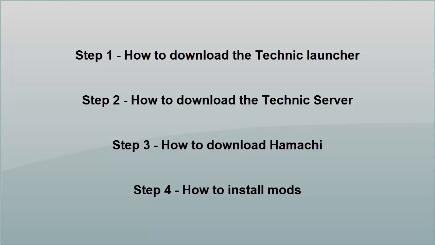So if you've already downloaded the Technic launcher, you can skip straight to Step 2 by clicking the annotation. If you've already got the server up and working, but your friends can't join, just skip straight to Step 3. That shows you how to invite your friends to the server. And finally, Step 4 is quite obvious, that's how to install mods. So let's get started with Step 1.